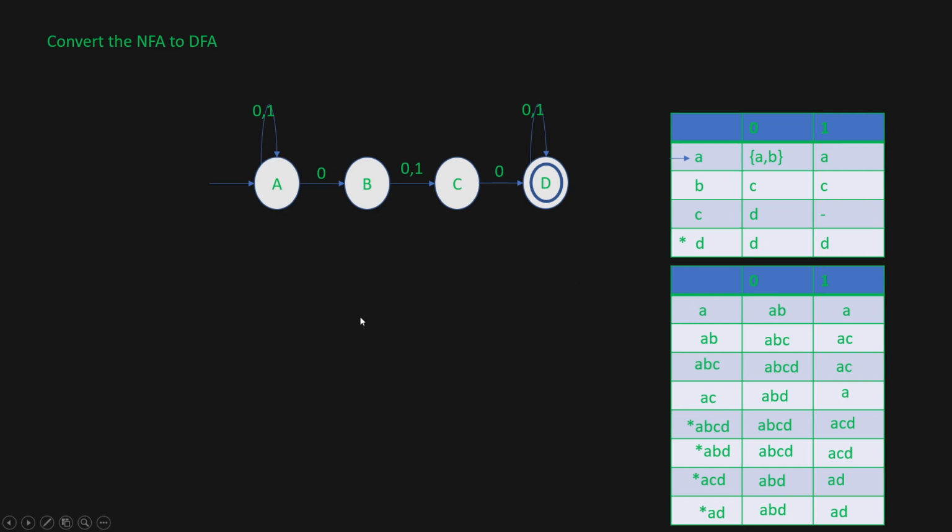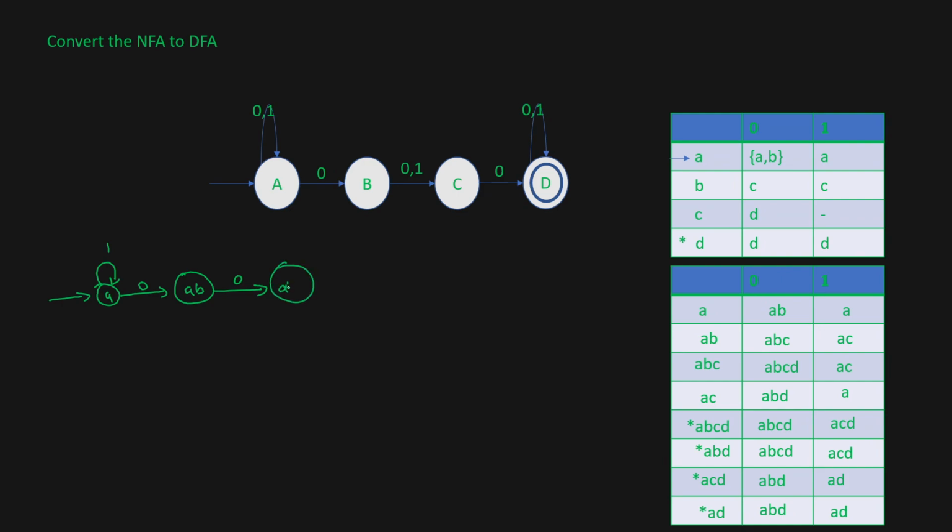Now let's construct the DFA. Let's use the color green. Here, this is our starting state, state A. If you get input 0, you go to state AB. If you get input 1, you stay in state A itself, correct? And in state AB, if you get input 0, you go to state ABC.